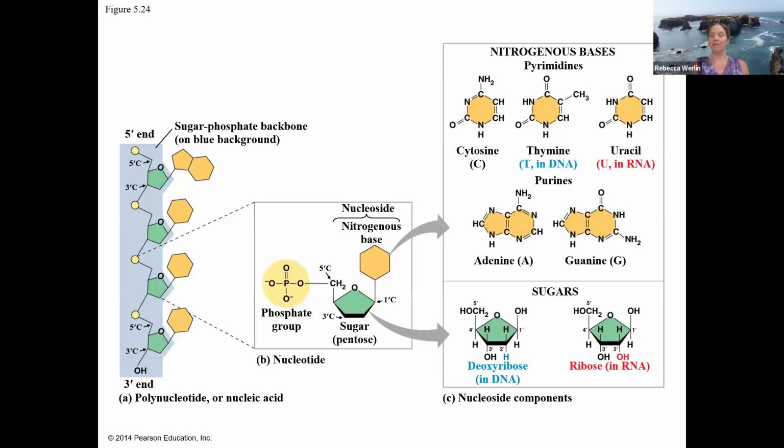So it's the third carbon, and as you can see, both deoxyribose and ribose have a hydroxyl group at the 3' carbon. Now, as you can see in number A, the polynucleotide or nucleic acid, there's a 5' phosphate, and that phosphate group is attached to the 5th carbon.